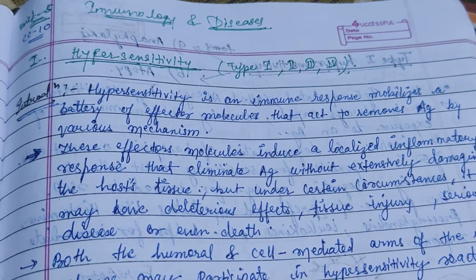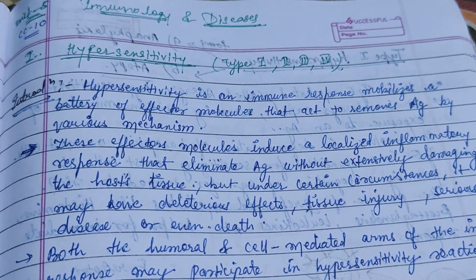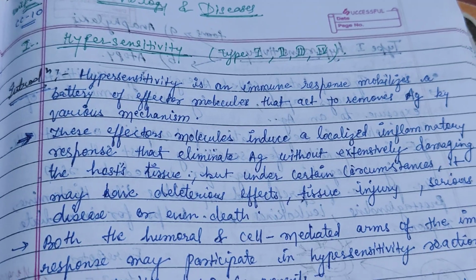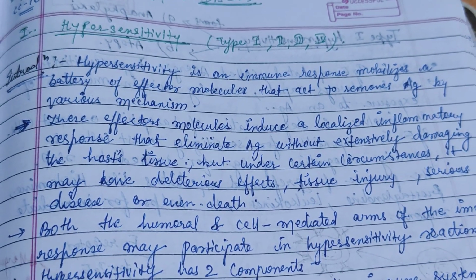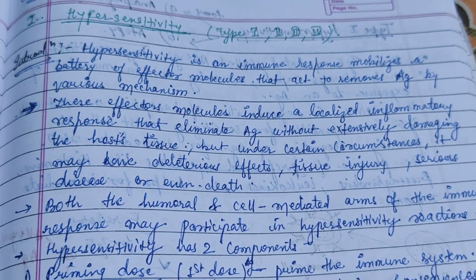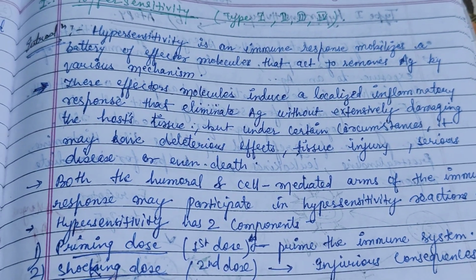Hi everyone, here is the video regarding the topic hypersensitivity. So there are basically four types of hypersensitivity: type 1, type 2, type 3 and type 4.